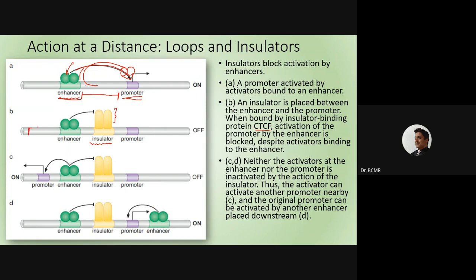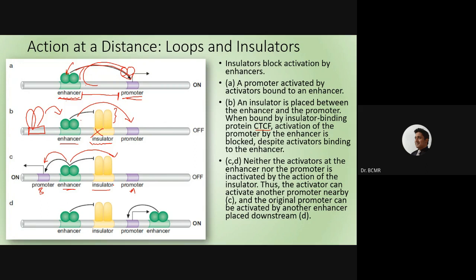Say if the insulator is here and not here, and if CTCF binds here, it is not going to have any effect of this enhancer activator interacting with this promoter, right? But again, activators bound to one enhancer could influence two promoters, either promoter A or promoter B. And which promoter is activated by this particular enhancer is determined by the placement of the insulator, where it is located.